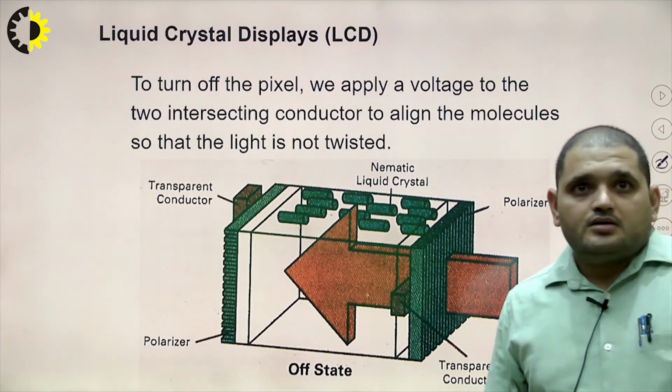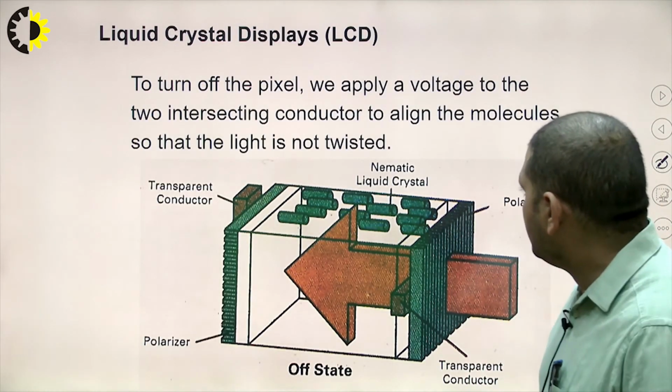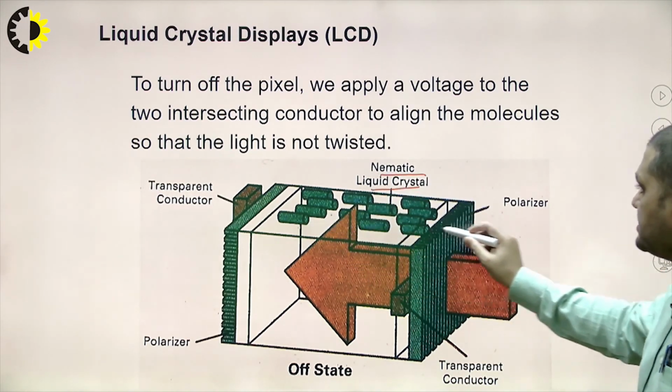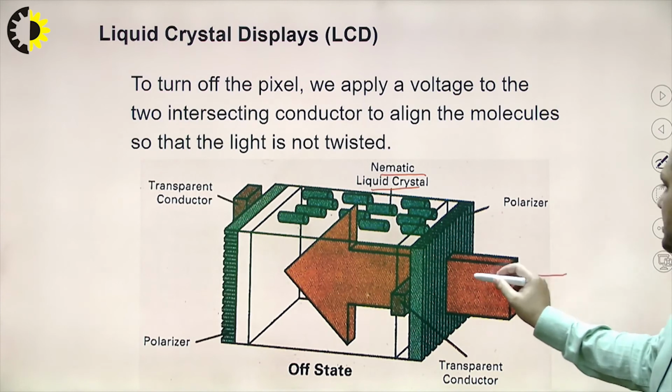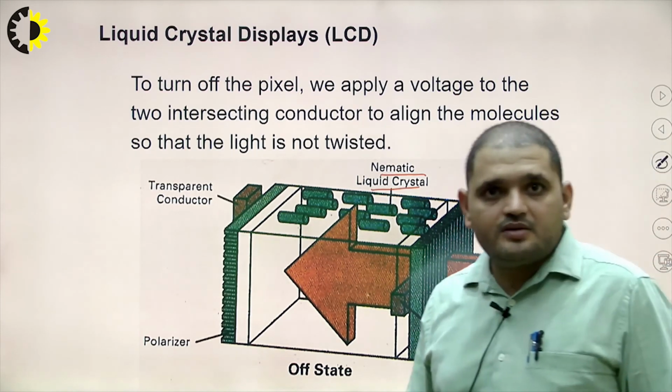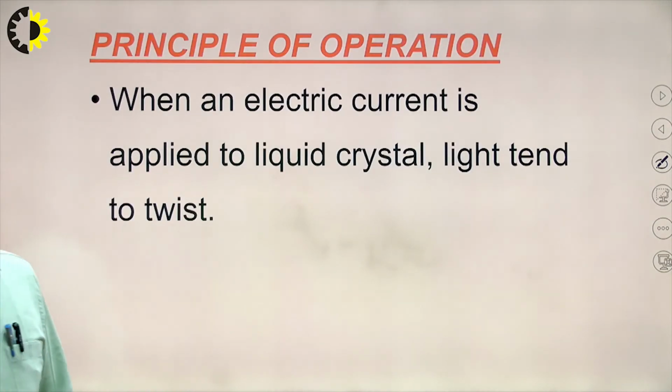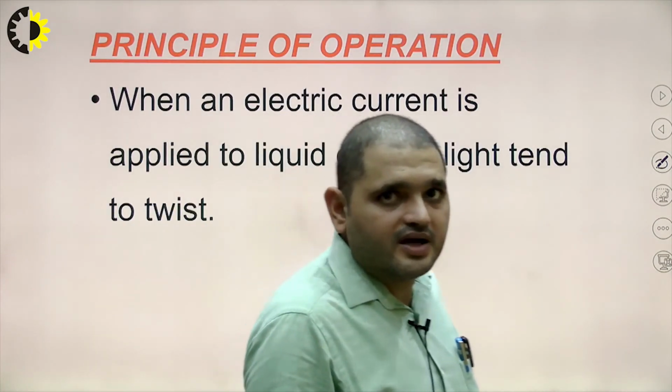So how is polarization made? These nematic liquid crystals are aligned. All these crystals are aligned. Once the light has been polarized, it is passed through this liquid crystal. Principle of operation: when an electric current is applied to the liquid crystal, light tends to twist.